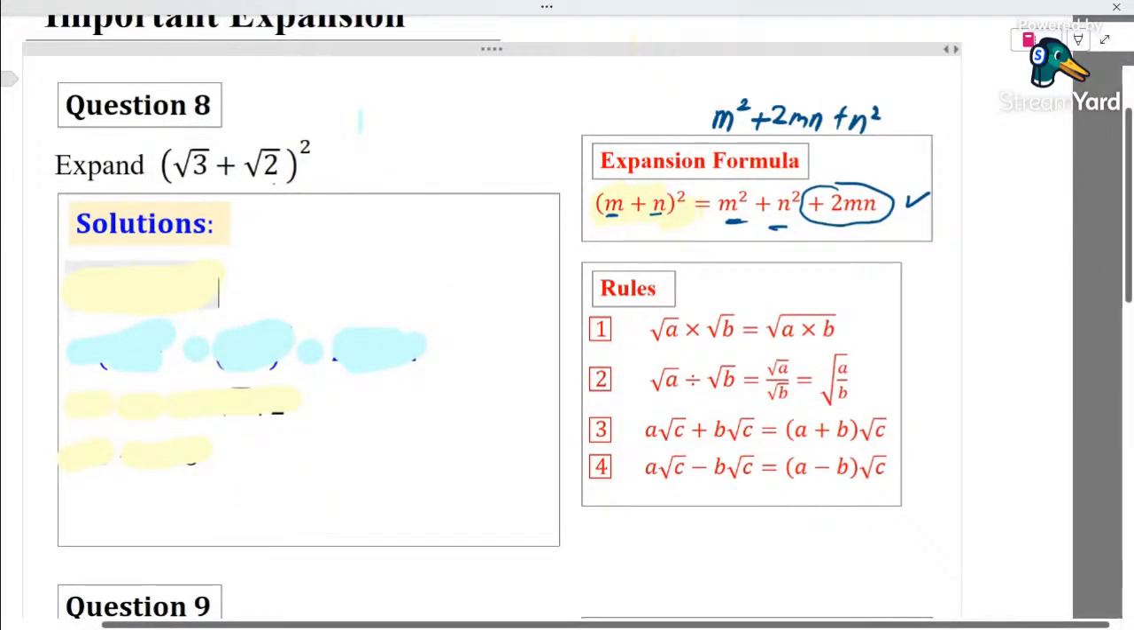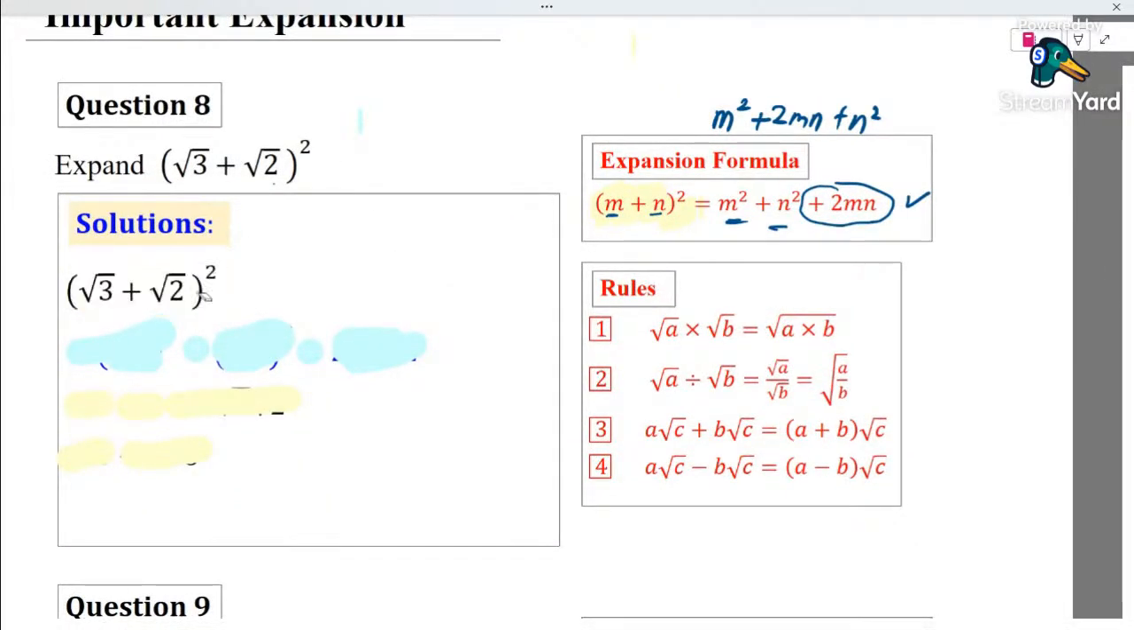So guys and girls, let's see. I copy back the original expression given. Observe carefully. This is the m. This is the n. We have them plus together and we want it to be squared. The result I should have, according to the formula here, is m square plus n square, plus 2 times mn.